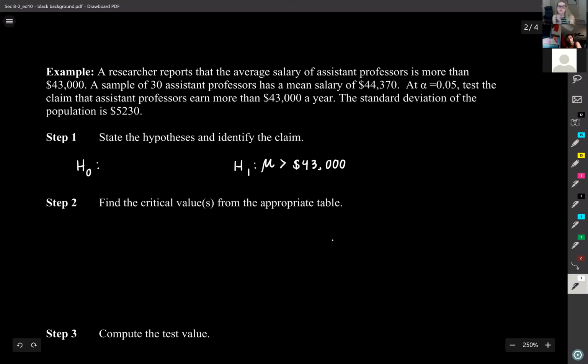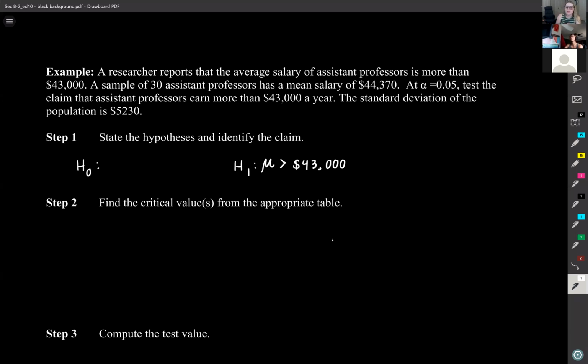Because remember, we want to be able to reject the null hypothesis so that we can accept this alternative and say, hey, the mean salary is greater than 43,000 a year. That's what we want. I know it sounds kind of weird because saying the word alternative almost makes it seem like you don't want to accept that. But in this case, we always want to accept the alternative.